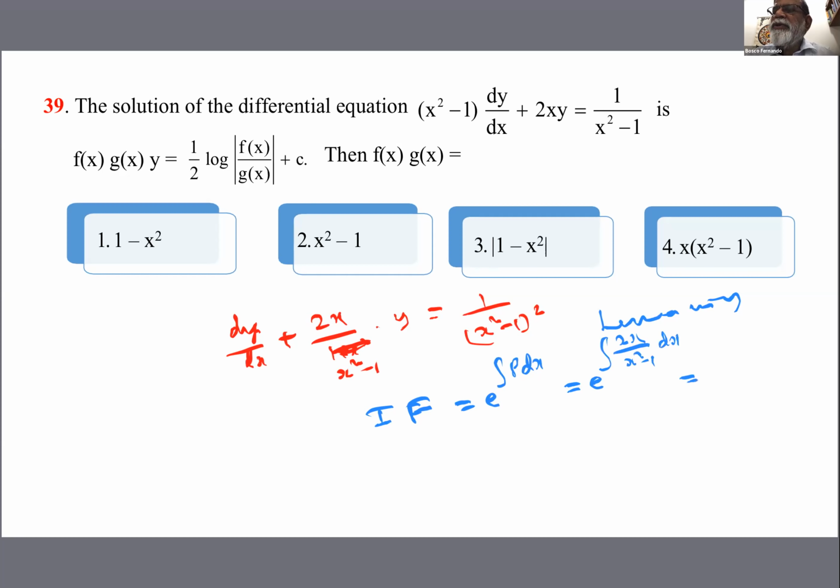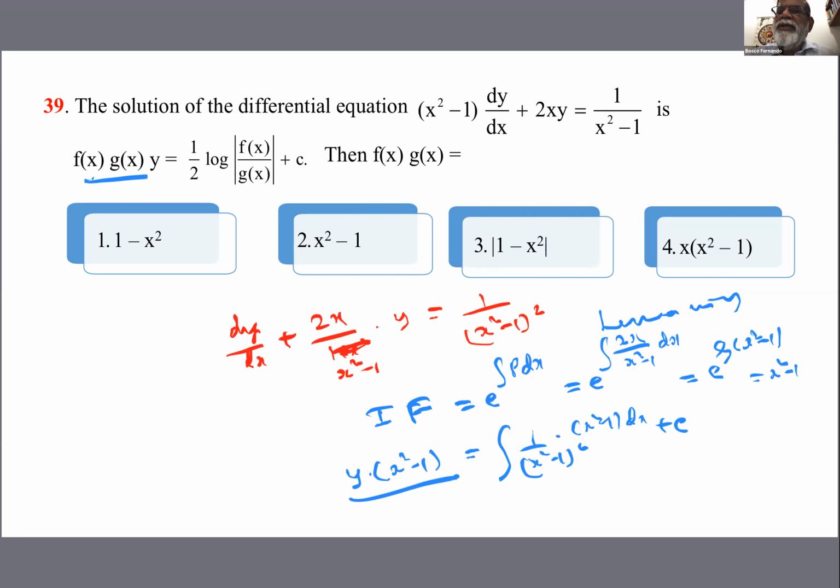F dash by f is logarithm of x squared minus 1, so the integrating factor is x squared minus 1. So the solution is y into x squared minus 1 equal to integral of 1 by x squared minus 1 whole squared into x squared minus 1 plus c. If you can take risk and compare with this, looking at the options, you can say it is x squared minus 1. So that way this problem is solved.